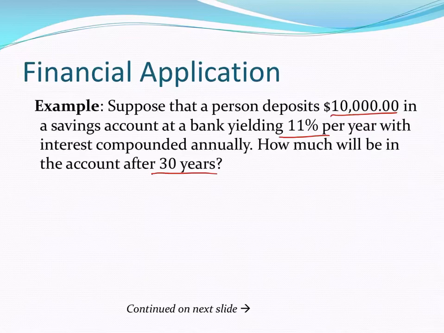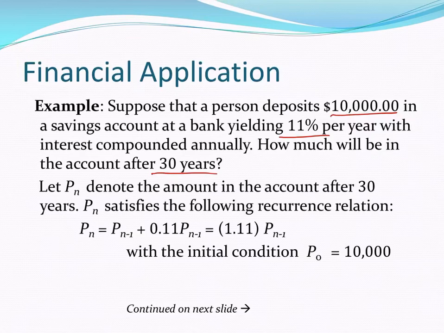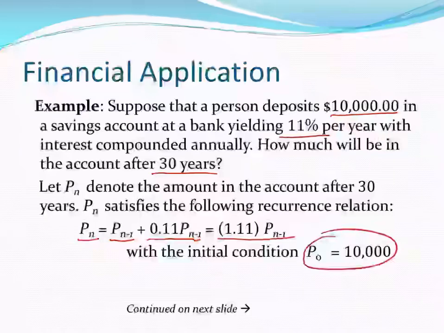And we can set this up as a geometric progression so that this P sub n is going to be the amount of money in year n. Well, it's going to be P sub n minus 1, the amount of money you had in year n minus 1, plus 11% of that amount to give us 1.11 times the prior year's amount. We have an initial condition of $10,000. And you can see that this is just a geometric type progression where the common ratio between each year is 1.11.